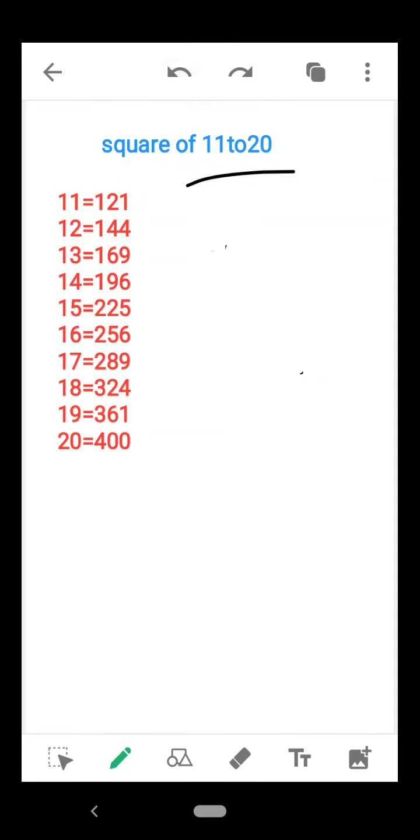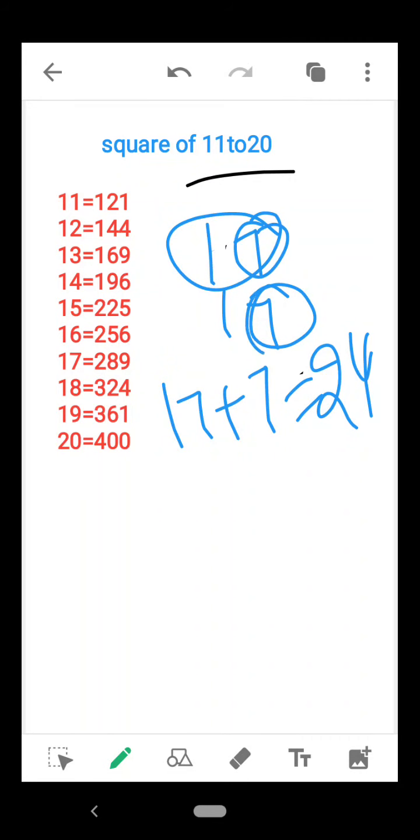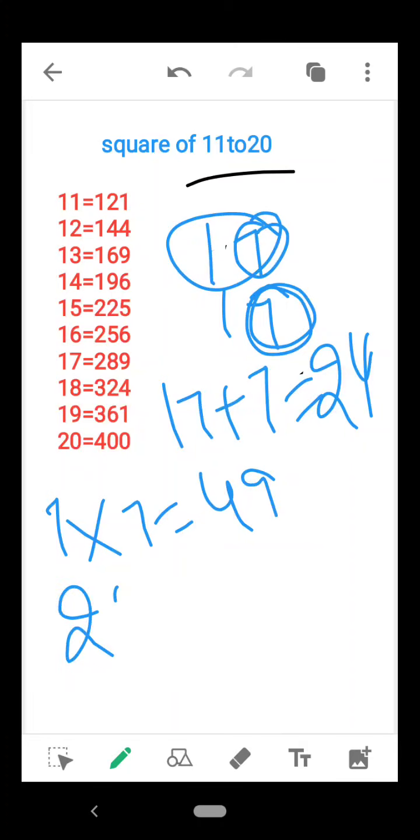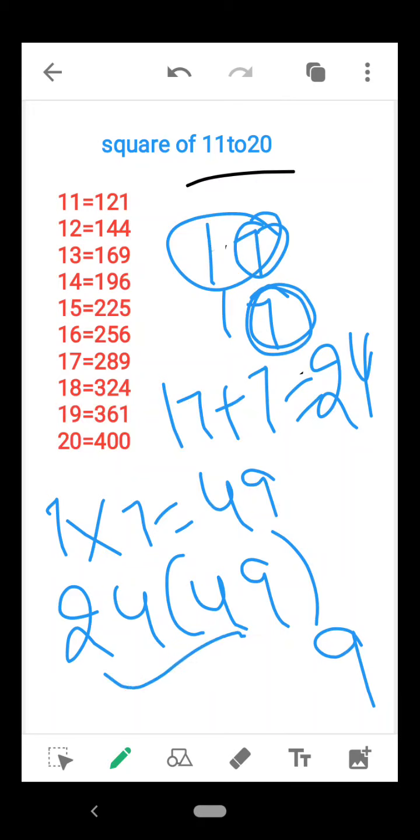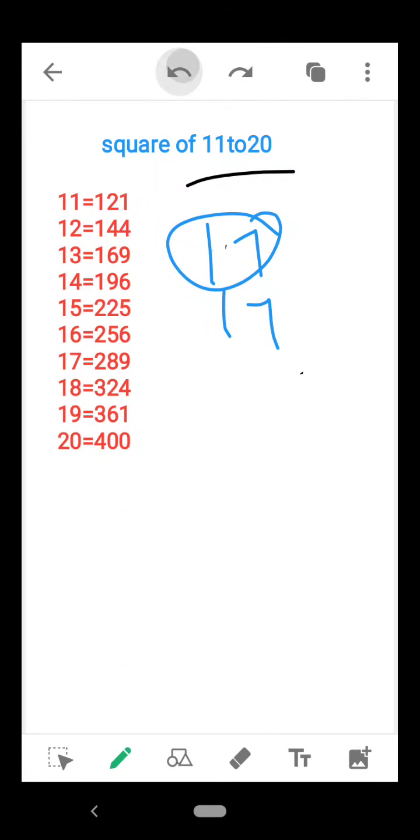Take the example of 17 square. How can you solve? 17 plus 7 is 24, and you have to multiply 7 into 7. 7 into 7 is 49. So your answer is 24 inside bracket 49. So you have to write 9 and add 24 plus 4. 24 plus 4 is 28. So your answer is 289. I hope it is clear to you. So squaring of 11 to 20 can be solved like this. Okay. Now move further.